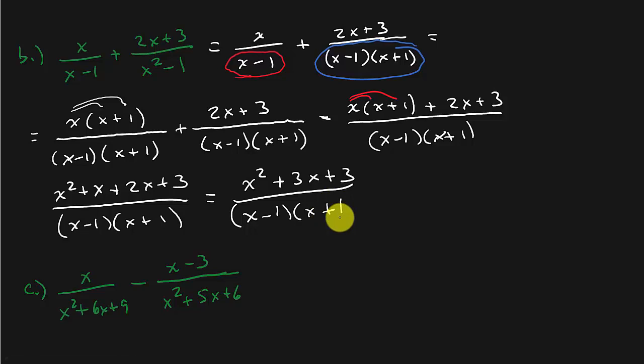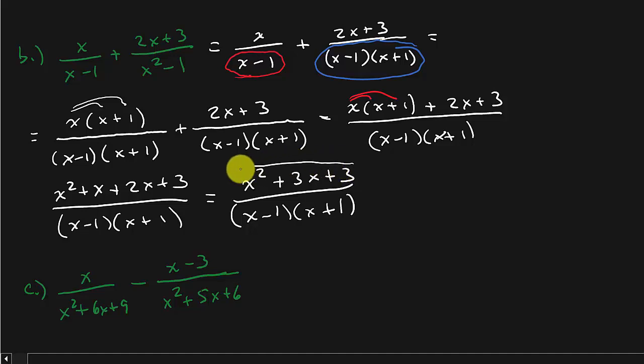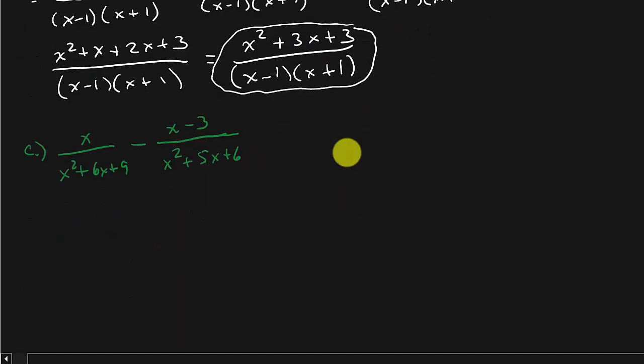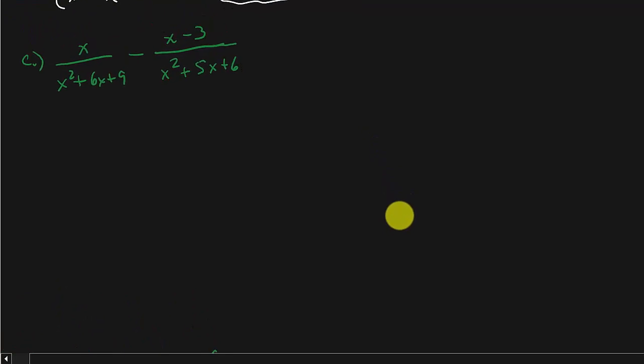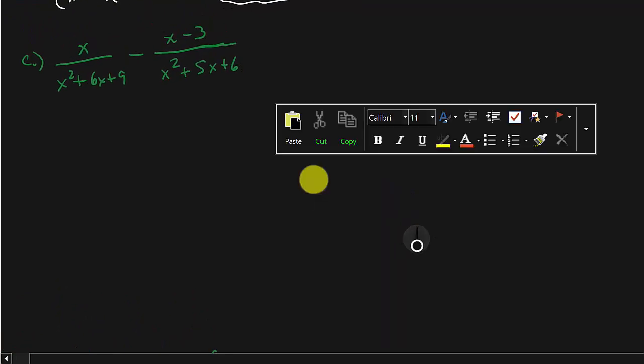Now, once again, we need to see if we can reduce this. Does it simplify? Well, if you look at the numerator, it doesn't factor any. So there's nothing we can do with it. And yeah, if you wanted to, you could multiply that out, but I would just leave it factored out like that. Okay. All right, now let's look at this one.